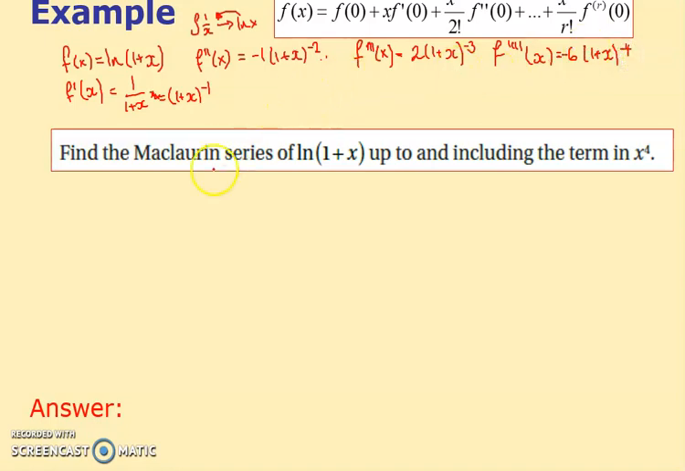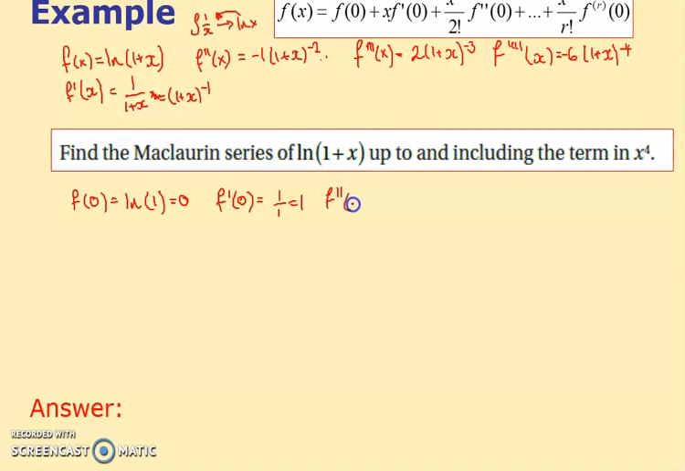And what I have to do now is I have to chuck naught into all of these things. So f of naught is the log of 1 plus naught. Log of 1 plus naught is really the log of 1, which is 0. So that will disappear. F dash of 0, if I put 0 into this, it's 1 over 1 plus x. So that's 1 over 1, which is 1.